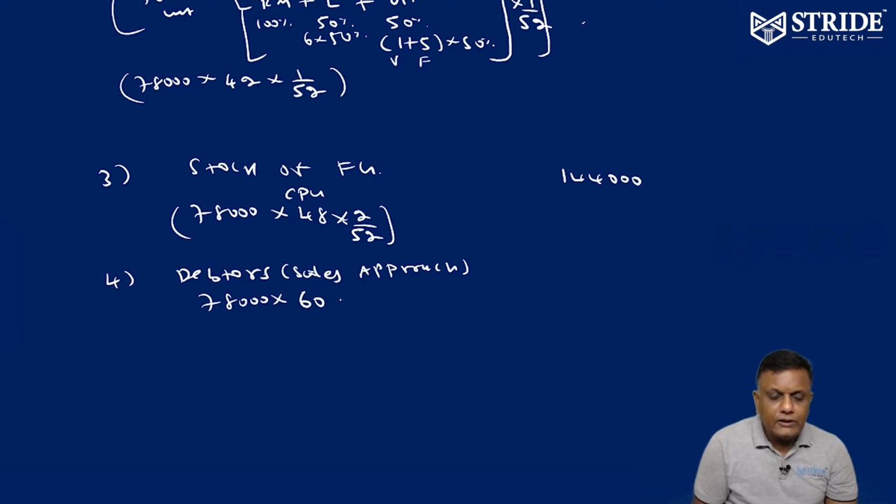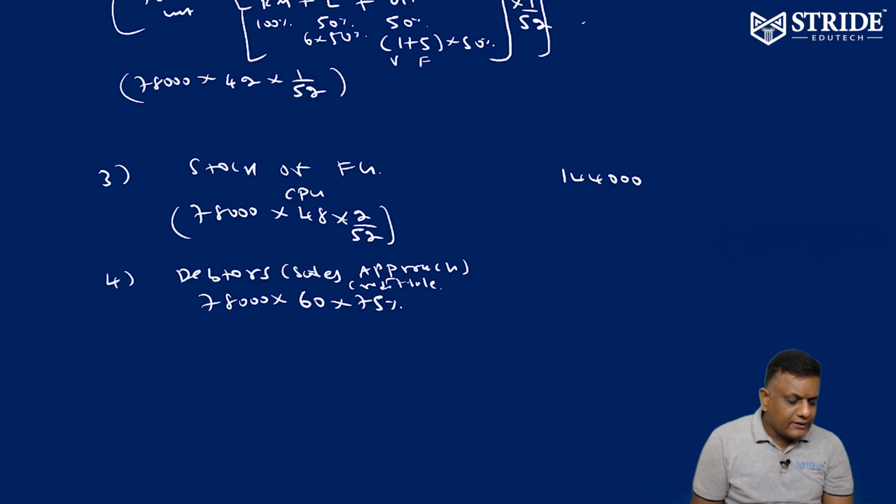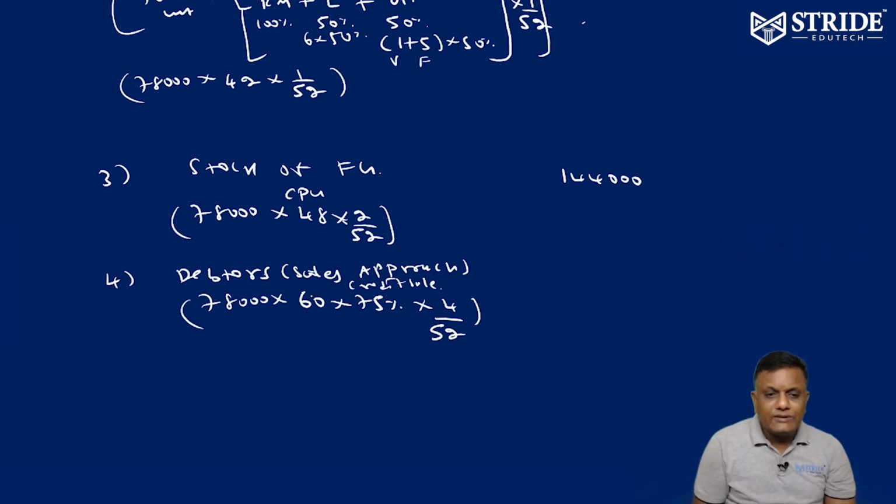78,000 into 60, out of this 75 percentage is credit sales and 25 percentage is cash sales. Debtors are allowed a 4 weeks period, so 4 by 52. So 78,000 units into 60 rupees sales price per unit, 75% credit sales, 4 weeks allowed. So the answer is 2,70,000.